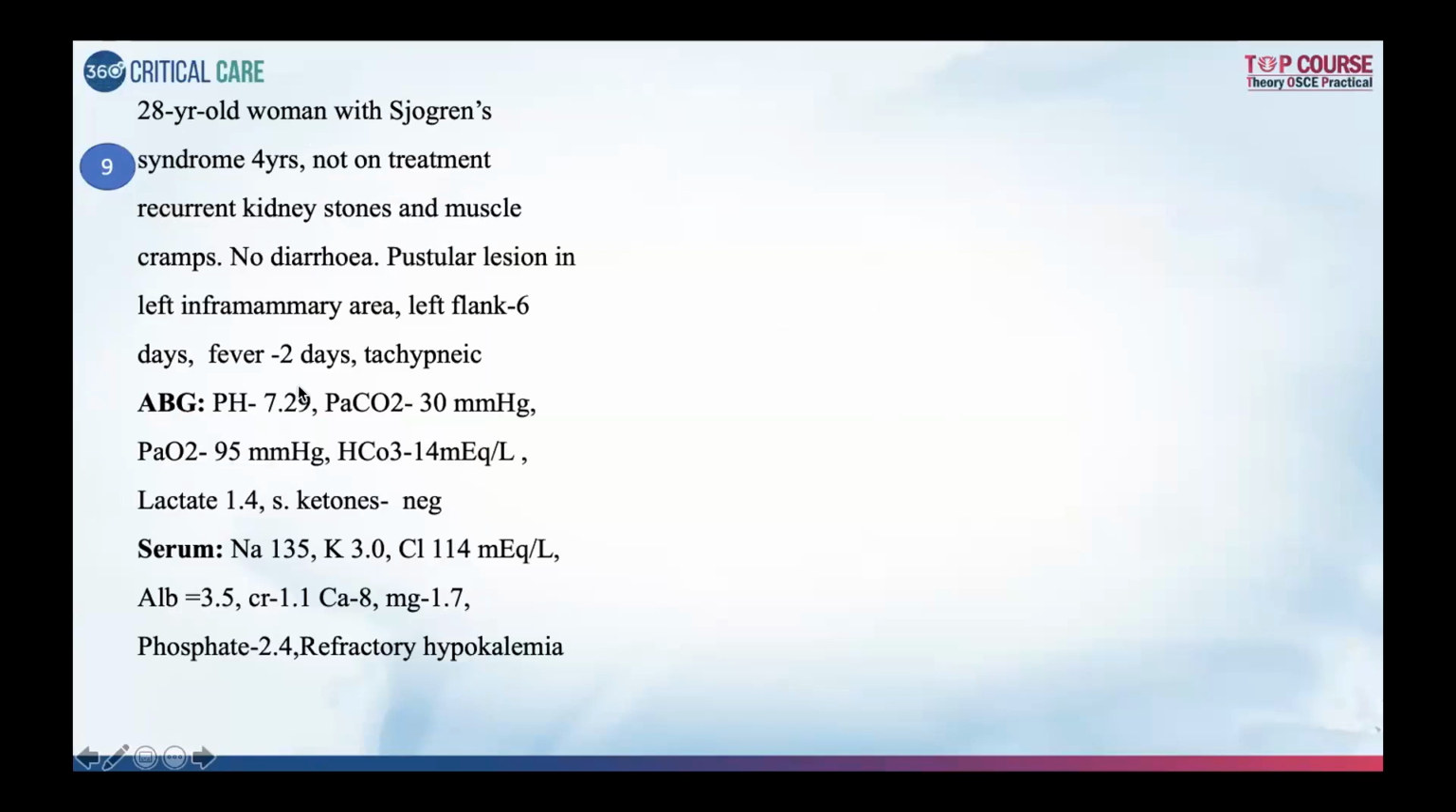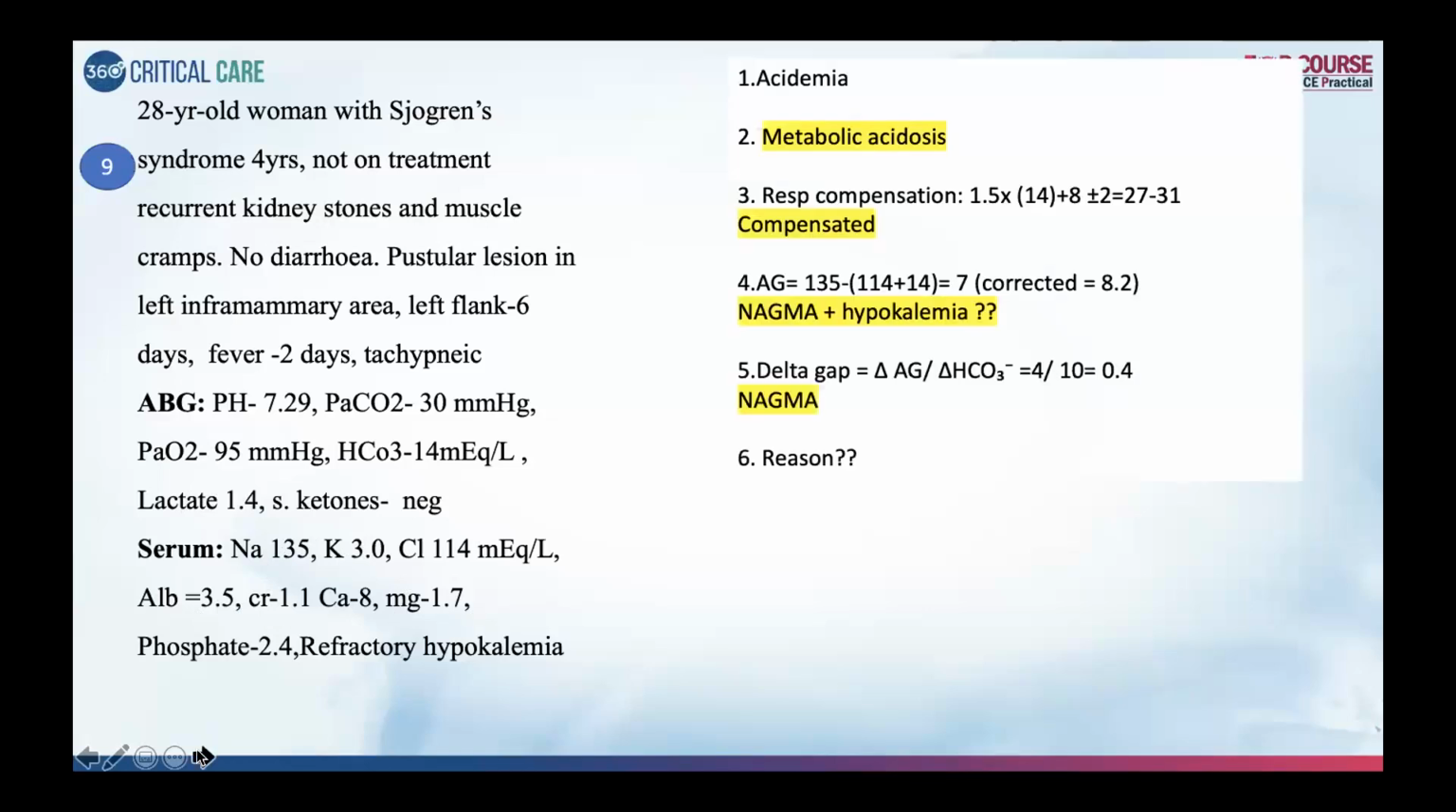Next, 28-year-old woman, Sjogren syndrome, not on treatment, recurrent kidney stones, muscle cramps, no diarrhea. She presents with a pustular lesion in the left mammary flank, fever for 2 days, slightly tachypneic. Somebody in the ER decides to do an ABG: pH 7.29, PCO2 30, PaO2 95, bicarbonate 14. And this is the lactate, ketones are negative, so electrolytes. So these are the findings. So phosphate also you have.